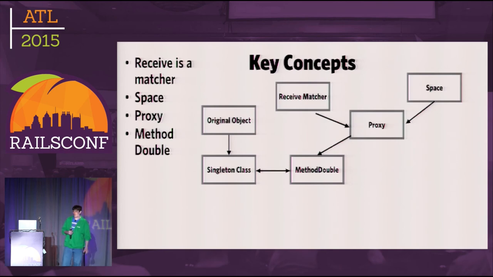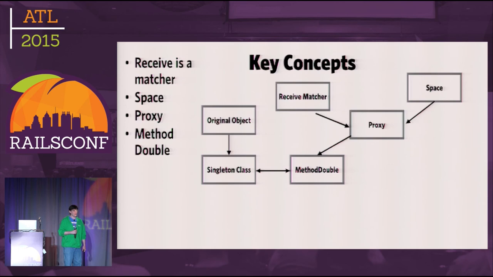So what RSpec needs to do effectively, these are the concepts here. This is a kind of a bad diagram, but we have the original object and its singleton class, and RSpec sets up this structure where RSpec has this concept of a proxy and a method double and space. And the method double actually gets pushed into the singleton class of the original object to be the first place that Ruby will look for the method to get called and to return the value that you specified rather than the actual method. The proxy holds on to information like how often that method has been called, what arguments, and that kind of thing. And then the space is the list of all of the proxies that are defined.